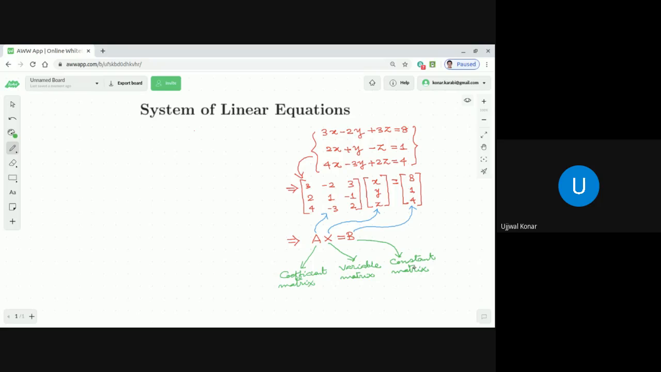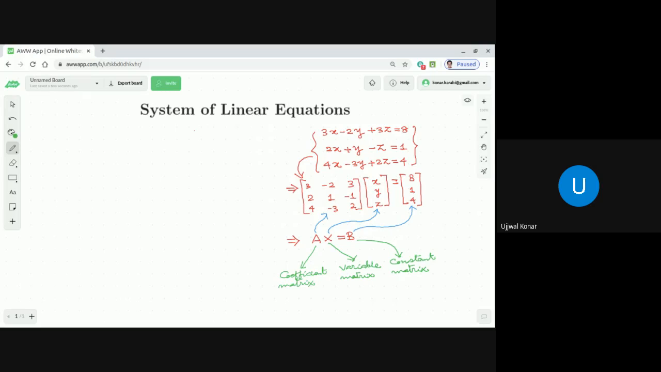So, dear students, what we see is that the system of linear equations is now very clearly represented as a product of coefficient matrix and variable matrix, and that is equal to the constant matrix. Why is it called a constant matrix B? Because it consists of all the constants, 8, 1, 4, the right hand side of these three equations.